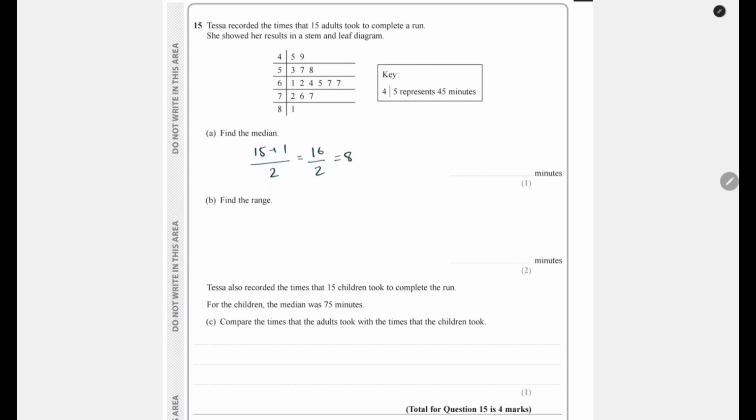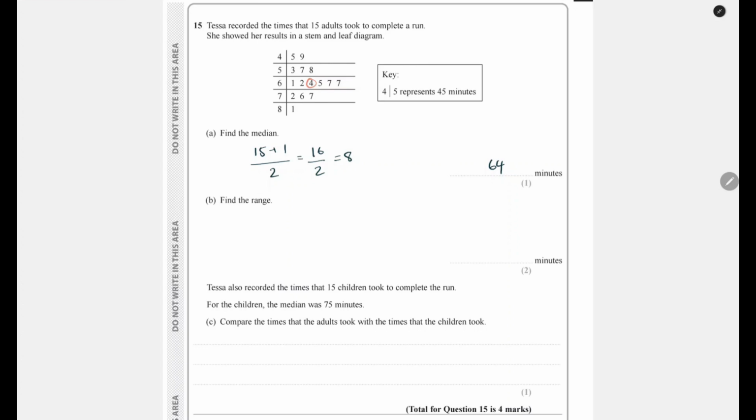So the 8th number in this list is going to be the middle number. So we've got 1, 2, 3, 4, 5, 6, 7, 8. So our middle number, our median, is 64 minutes.